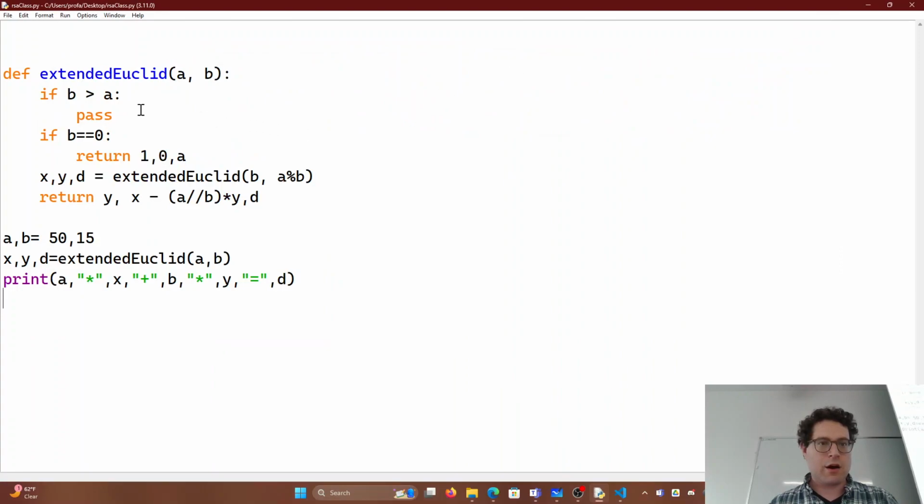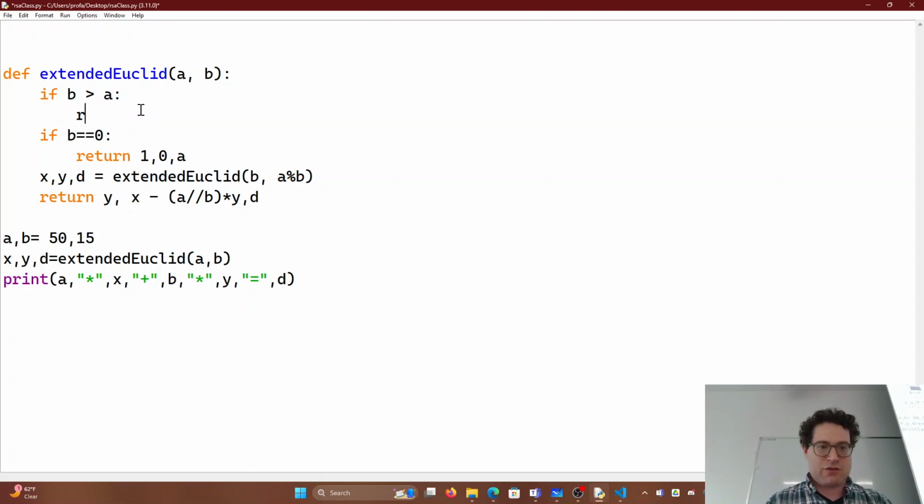Can you explain the pass in Python? The what? Pass. Oh, pass. Yes, that means I'll get back to it later. So basically, because of the way Python works with indentation, it's expecting code in this if statement, but I wanted to come back to it later. So this is if B is greater than A.